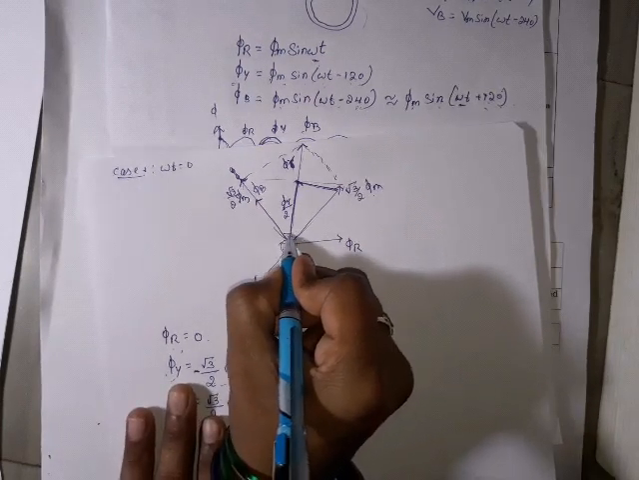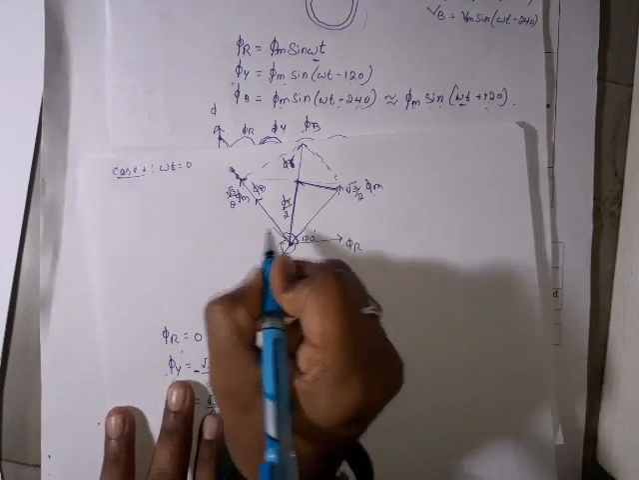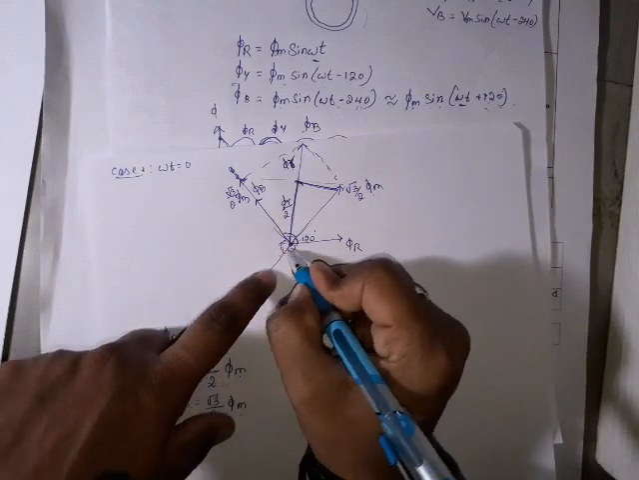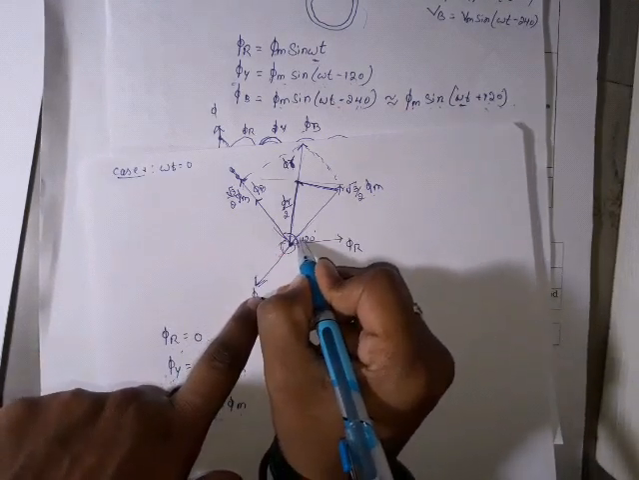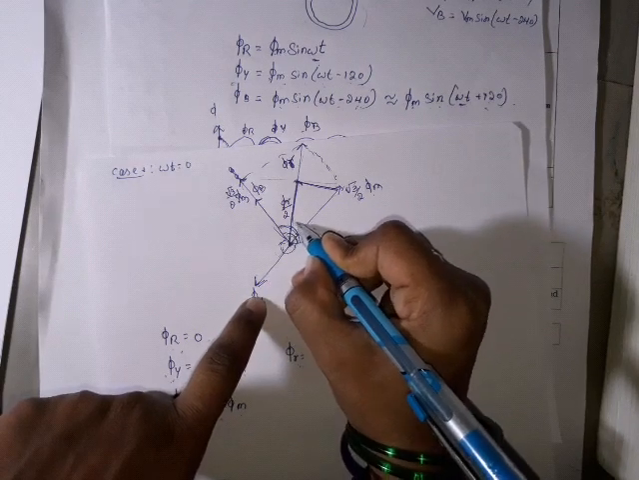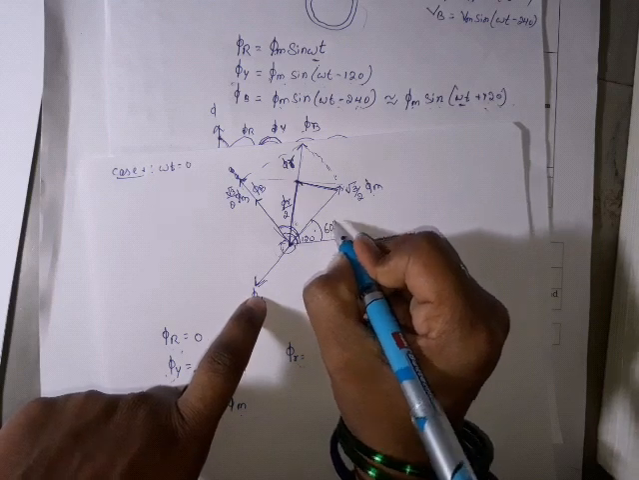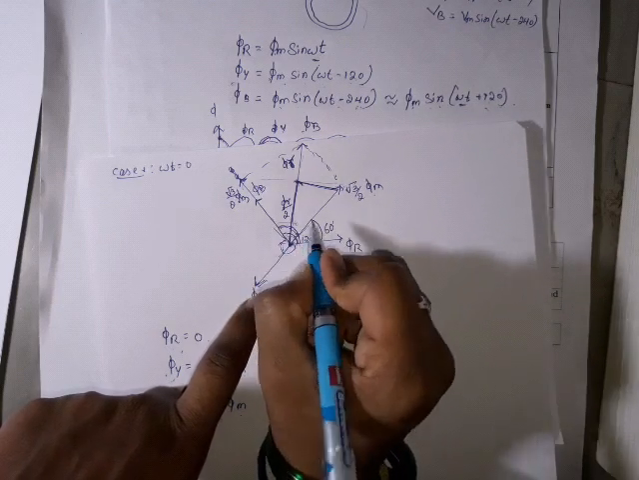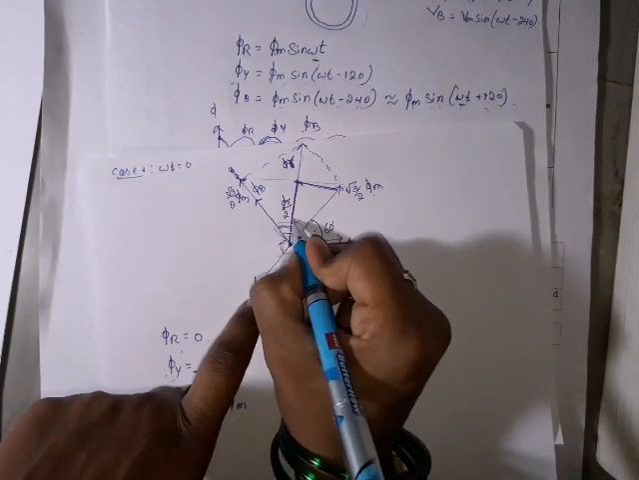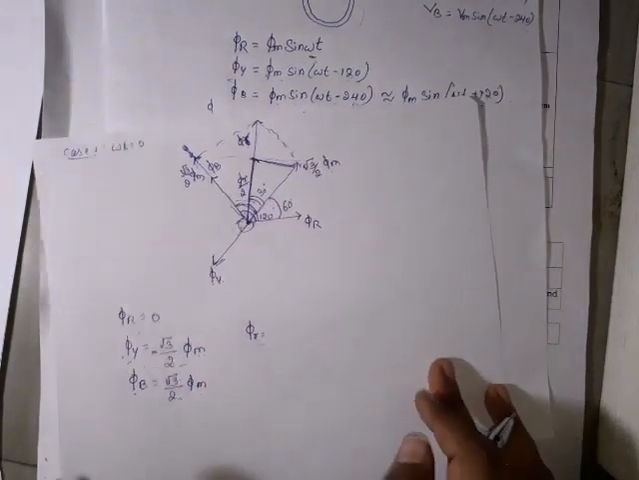The total angle between phi r and phi b is 120 degree. Now I have made it exactly half. See here, exactly half of that means 60-60. So this angle is 60 degree and this angle is 60 degree. So this angle is also 60 degree, exactly half of that, and half of that is 30 degree. So what is this angle? This angle is 30 degree. I'll show you how it will be.